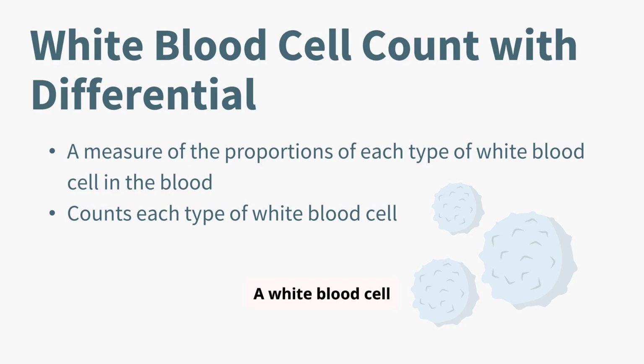A white blood cell count with differential measures the proportions of each type of white blood cell in the blood, providing insights into the body's immune response. WBCs give us a window into the immune system. Neutrophils rise with bacterial infection. Lymphocytes rise with viruses. Eosinophils rise with allergies or parasites.